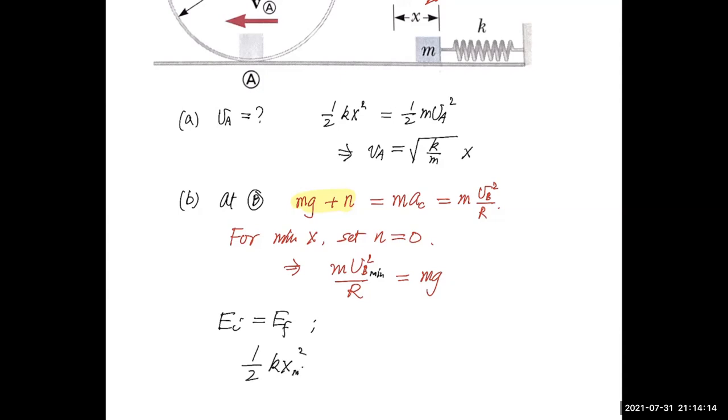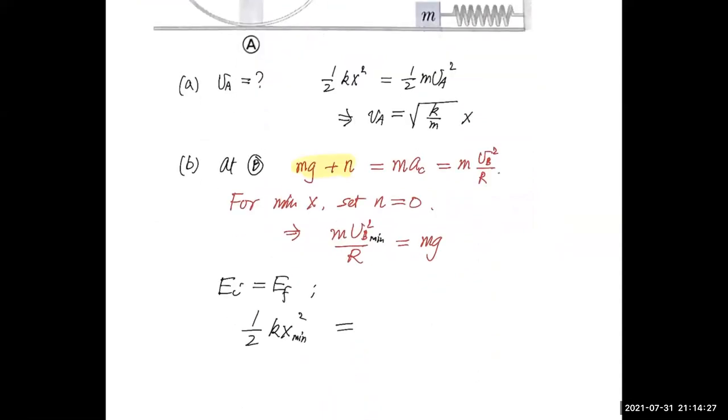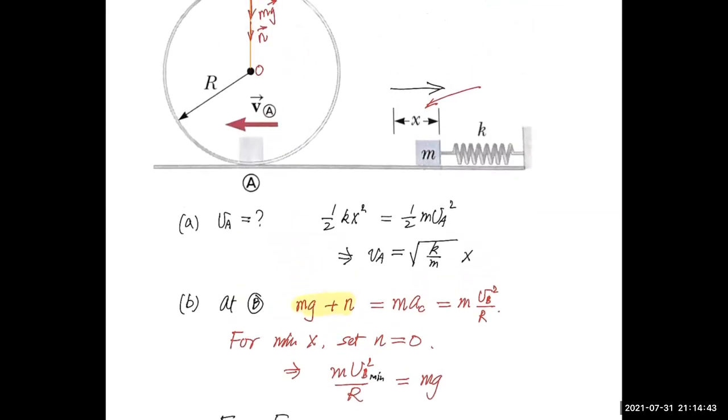This is x minimum, because this x minimum corresponds to VB minimum. So that's E initial. What's E final? E final is when you're moving at point B. There is 1/2 m VB squared, and it's not just any VB, it's VB minimum, plus there is no elastic potential energy because the spring has been completely decompressed.